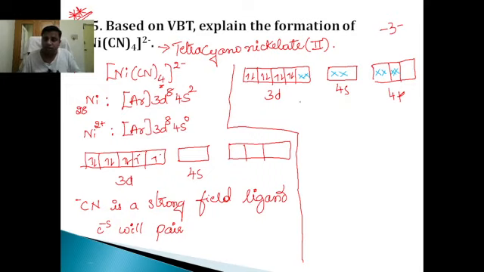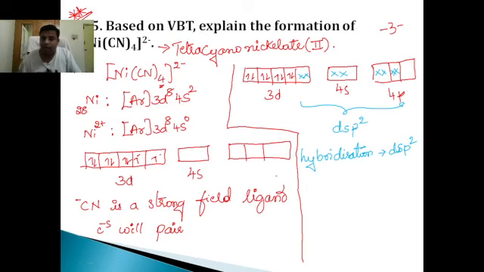So what type of hybridization is it? dsp2 hybridization. This completes the story. Now everything is done. So the hybridization is dsp2. If it is dsp2 hybridization, what will be the geometry of the molecule? It is going to be square planar. Correct?